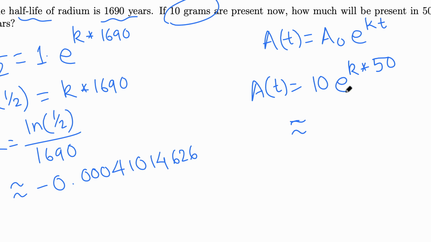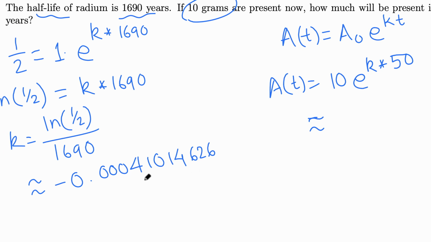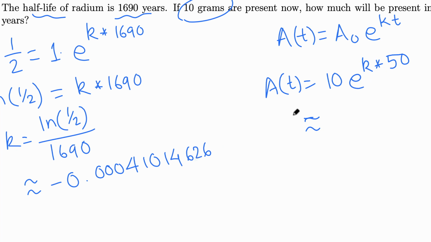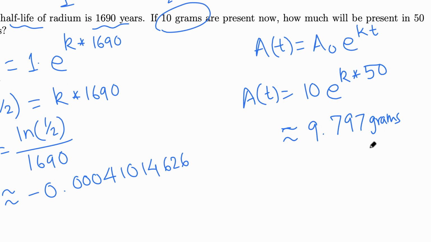This is 10 times e raised to k, where k is this, or better, you can write this fraction. In fact, k is this negative number times 50. Use your calculator and you're going to get 9.797 grams. That's the amount after 50 years, the final amount.